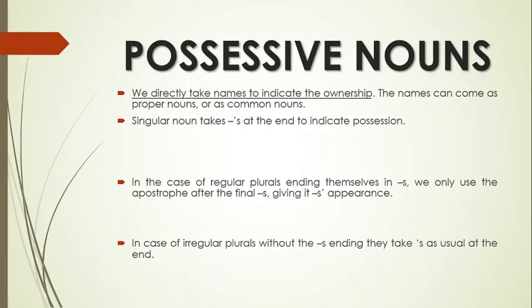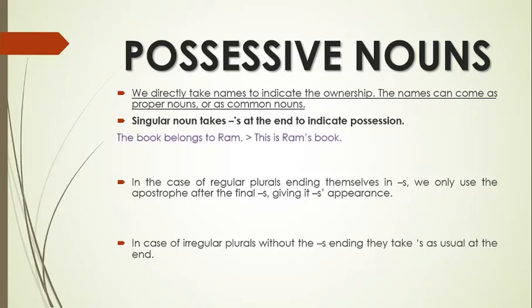We directly take names to indicate the ownership. The names can come as proper nouns or as common nouns. The common factor is the apostrophe and s ending. So how do they work? Singular nouns take apostrophe s at the end to indicate possession. For example, the book belongs to Ram. It becomes, this is Ram's book. Ram apostrophe s to indicate possession.